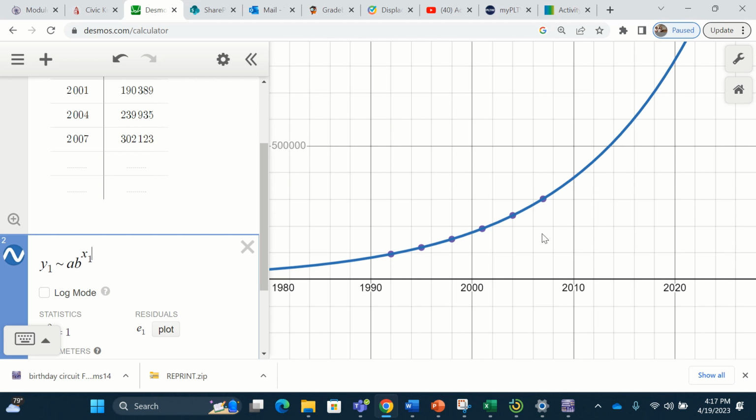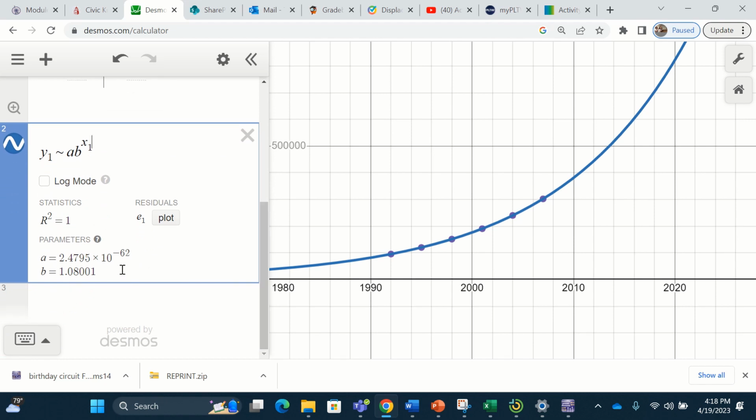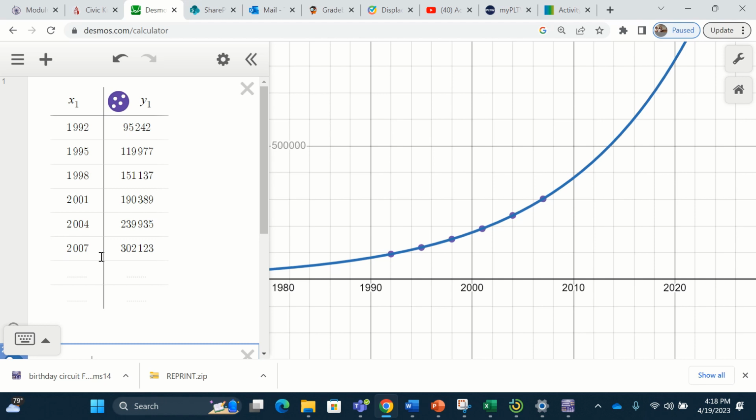Okay, now what that does is it gives me this beautiful function that goes through all those points and gives me the values for a and b. Here's the problem. This value for a is tiny. It is times 10 to the negative 62, which means you're going to take that decimal point right there that my cursor is hovering over and move it 62 decimal places to the left. So it's going to be 0.61 zeros, then 24795. That is not a decent equation to use. Okay, so this is where I got stalled out.